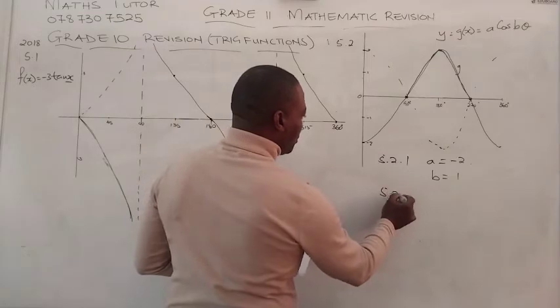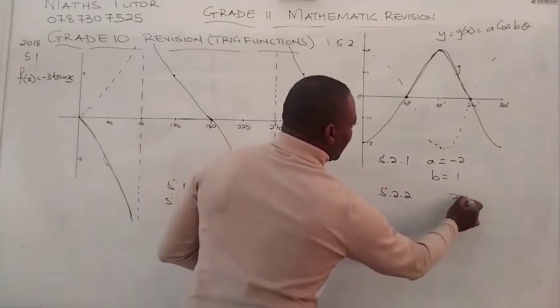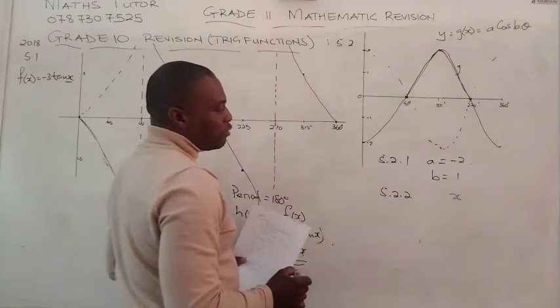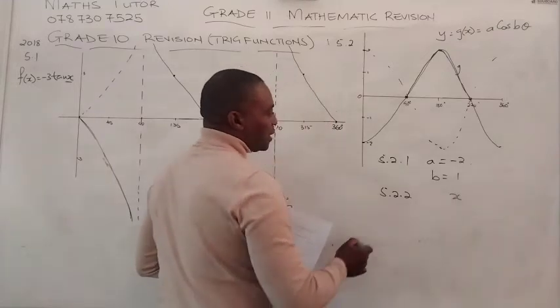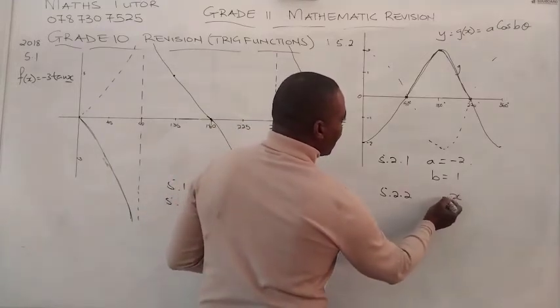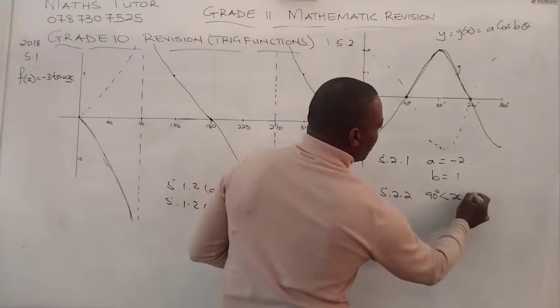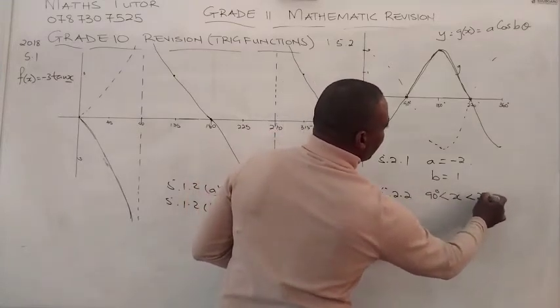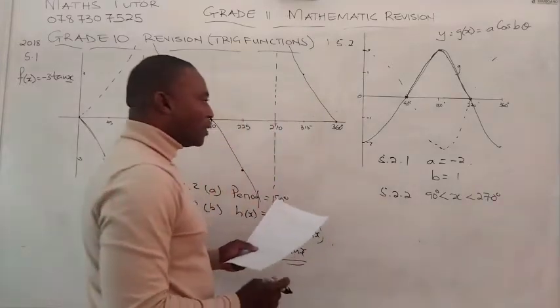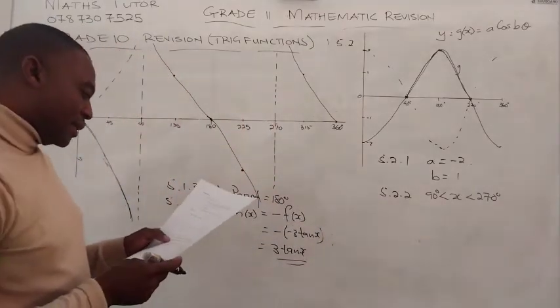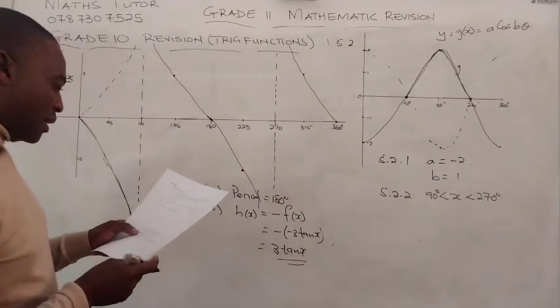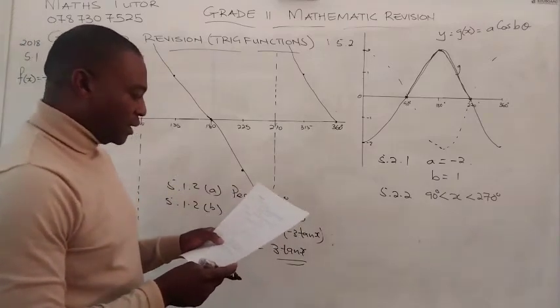So 5.2.2, we are saying g of x is above the x-axis for the values of x that are from 90 degrees to 270 degrees. So x is greater than 90 degrees but less than 270 degrees.